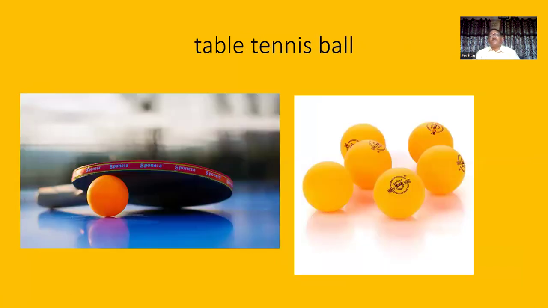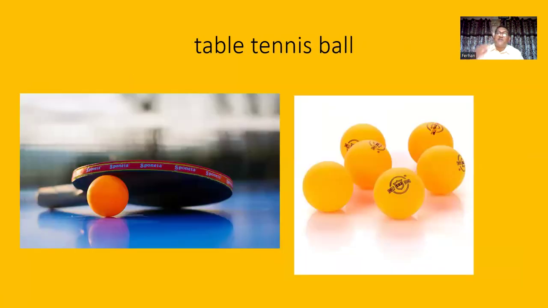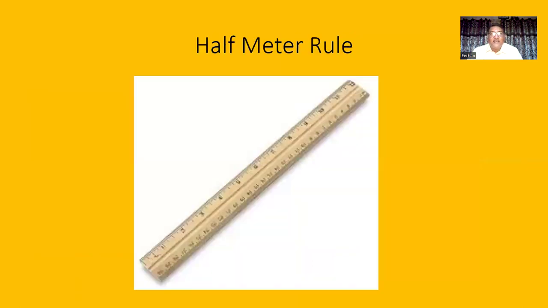Then we have tennis ball. Many times this comes in experiments. Tennis ball is dropped and it bounces. You measure how much height it has gained. Sometimes you measure how much time it has taken to come down. This is called the table tennis balls. And then this half-metre rule. Half-metre rule is like 50 centimeter.